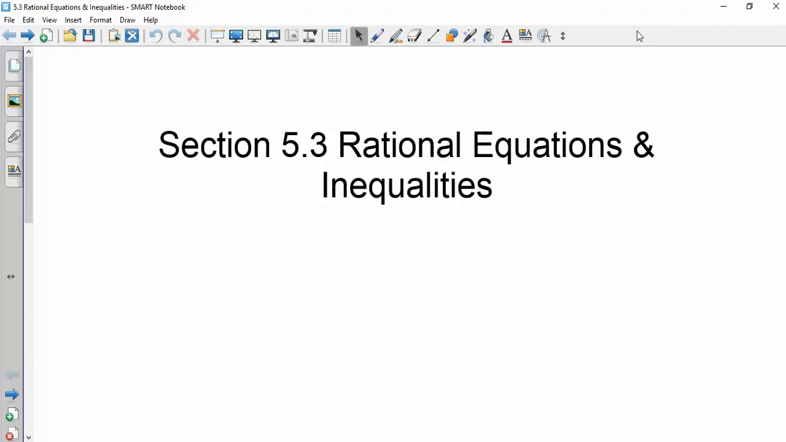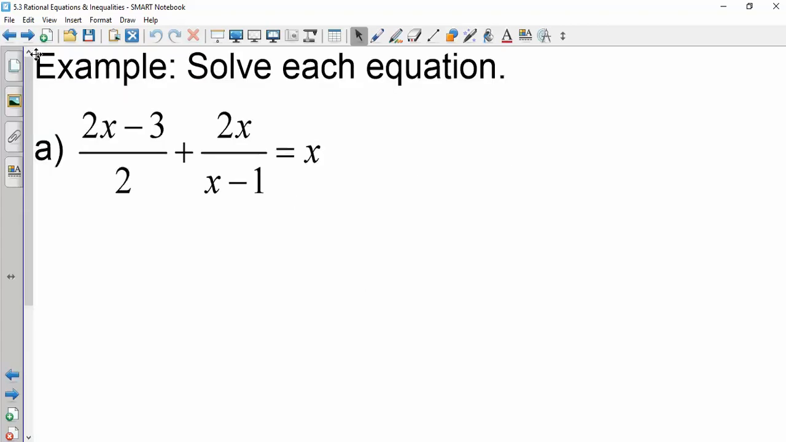In this section, we are talking about rational equations and inequalities. Today we're only going to get to the equation piece. We've been graphing these rational functions. Now we're going to solve equations with them. So here is our first example.